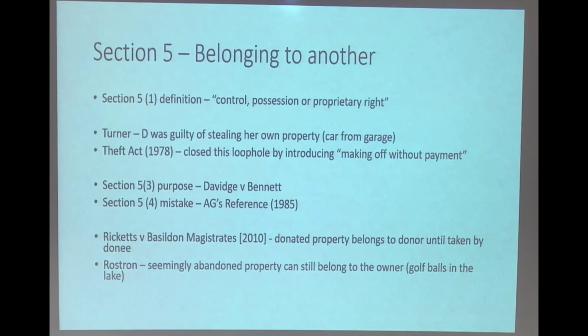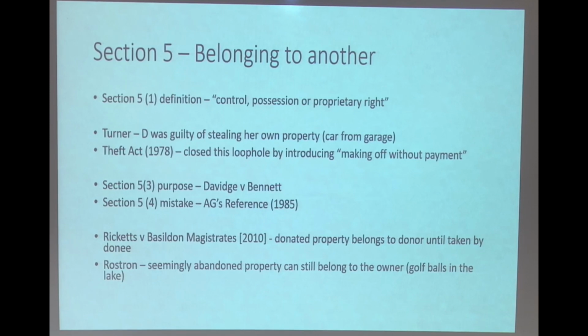Turner's a bit of a weird case. She took her car from a garage and didn't pay for the repair work that had been done. And she was found guilty of essentially stealing her own property. They said the car belonged to the garage in essence. It didn't really make any sense. They did it because obviously they wanted to be able to convict her, and she did steal the money that was owed for the repair works, but it just doesn't quite work with the definition. Now, 10 years later, in the Theft Act 1978, they closed this loophole by introducing making off without payment, which is a much more accurate offence of what's actually happening there.